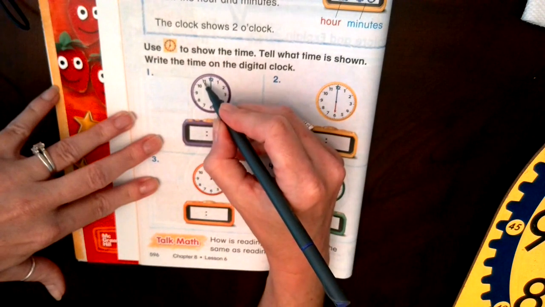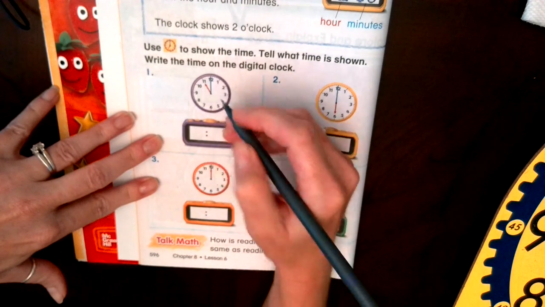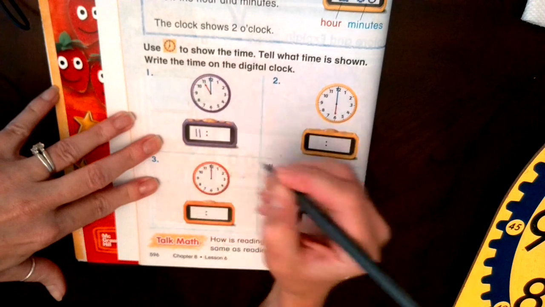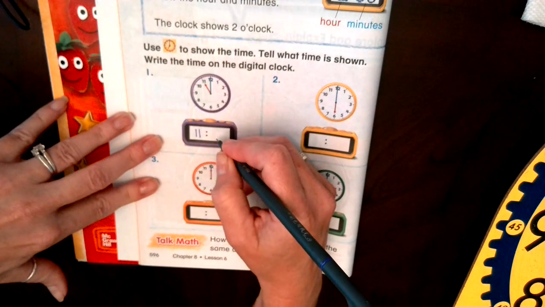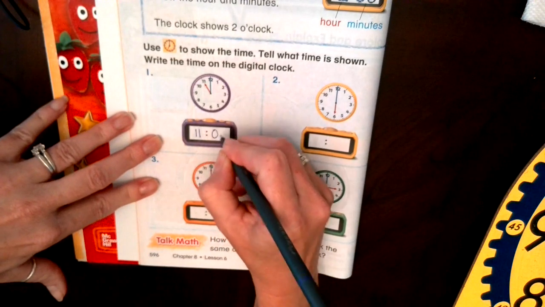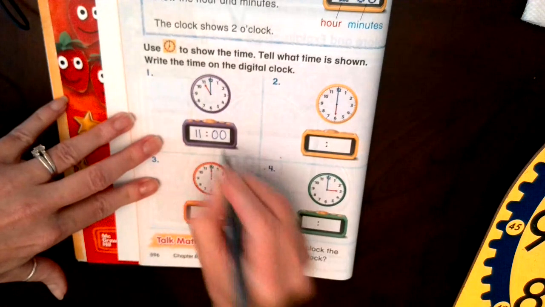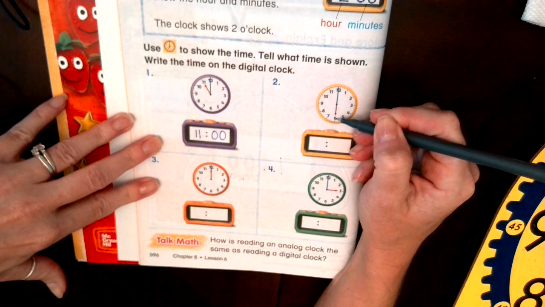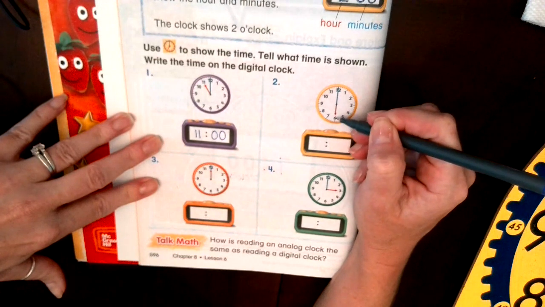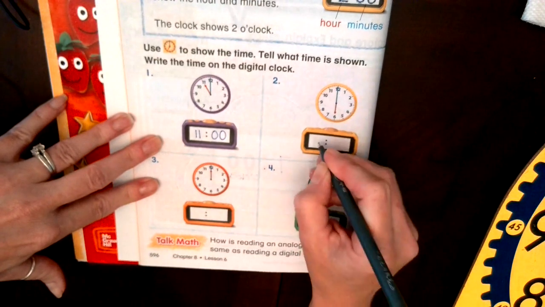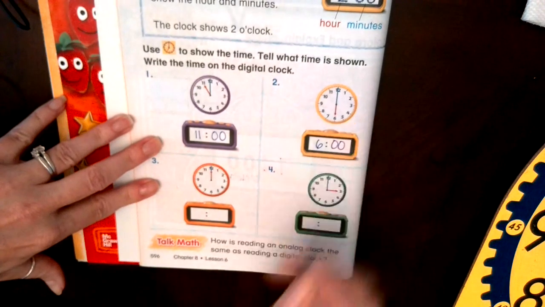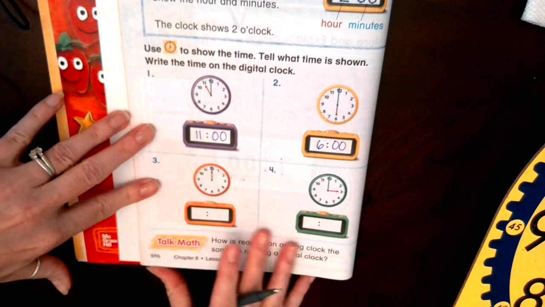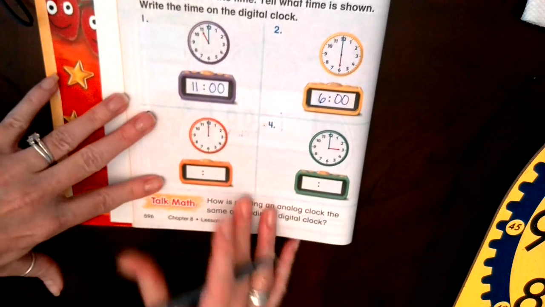Okay, so this one shows 11 o'clock. So our first number is 11. And then do you remember how to write o'clock? That's right, 0, 0. 11 o'clock. Number 2, the hour hand is pointing down at the 6, minute hand to the 12. So this shows 6 o'clock. Good job.